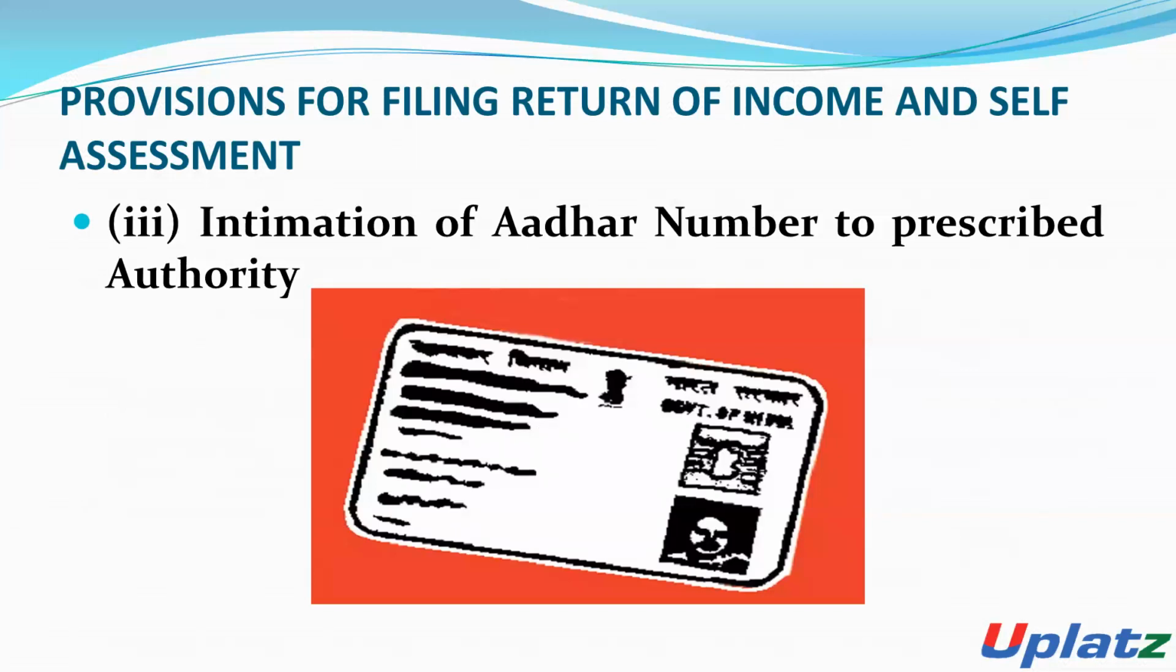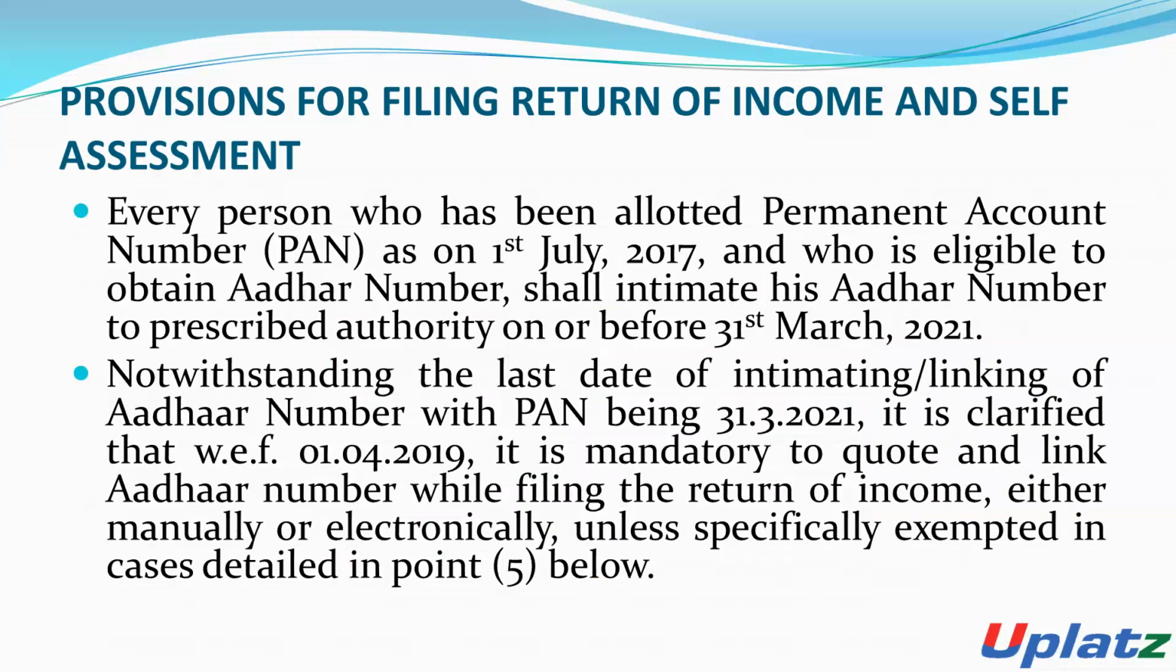Intimation of Aadhaar number to the prescribed authority. Every person who has been allotted a PAN number as on 1st July 2017 and who is eligible to obtain an Aadhaar number shall intimate his Aadhaar number to the prescribed authority on or before 31st March 2021. Every person who has been allotted a PAN number on or as on 1st July 2017, and who is eligible to obtain an Aadhaar number, then such person will intimate his Aadhaar number.